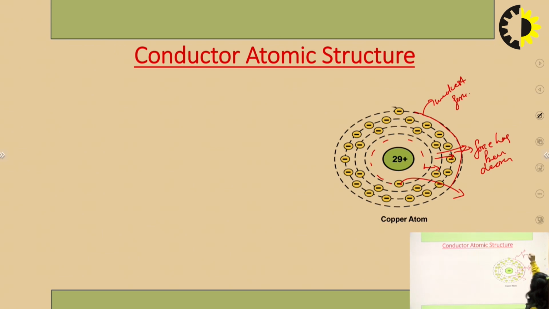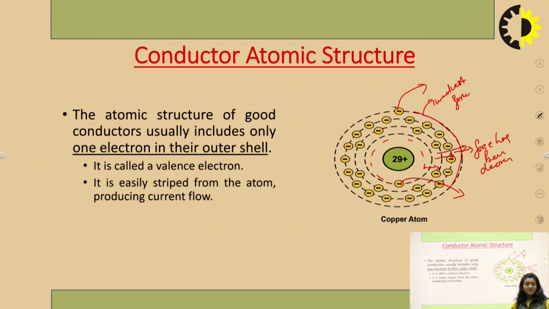So it will be very easy to take out this electron from the outermost orbit. So what we have, the conductor, the copper atom, the atomic structure usually has one electron in its outermost shell. That is the quality of a good conductor. For example, metals. Most metals, every metal is a good conductor.